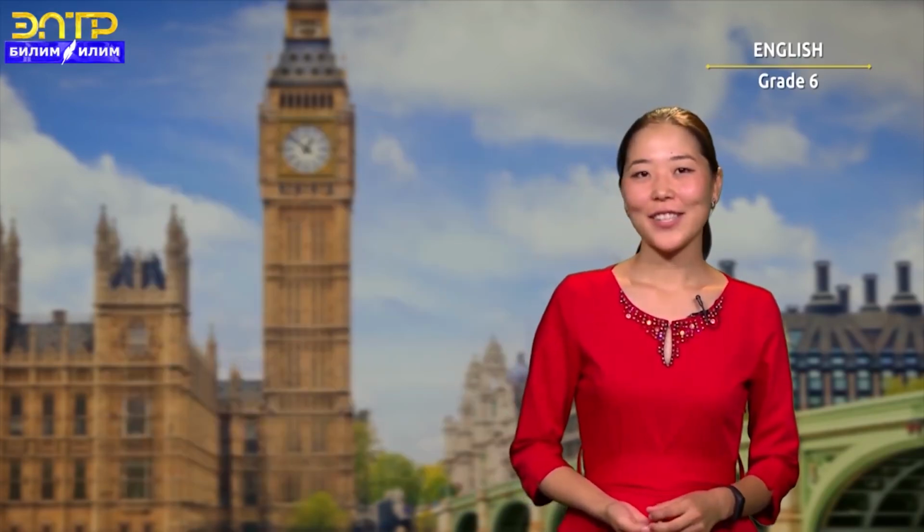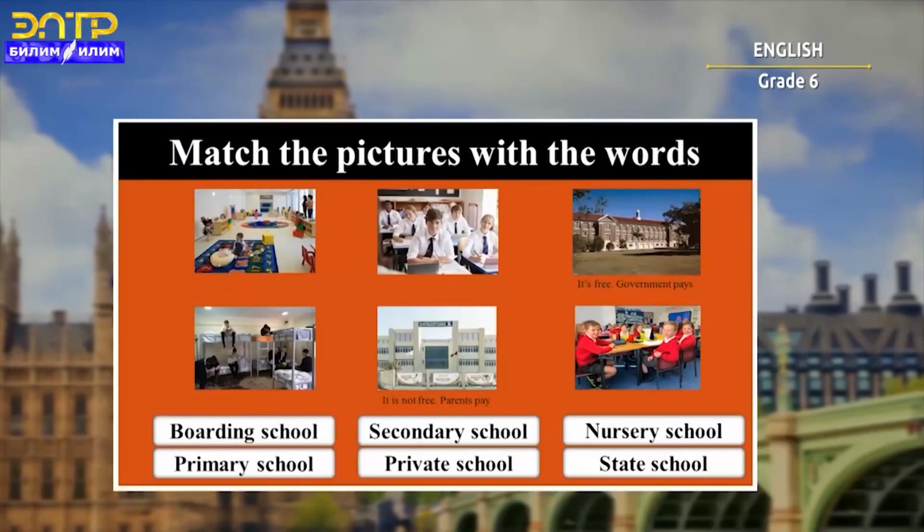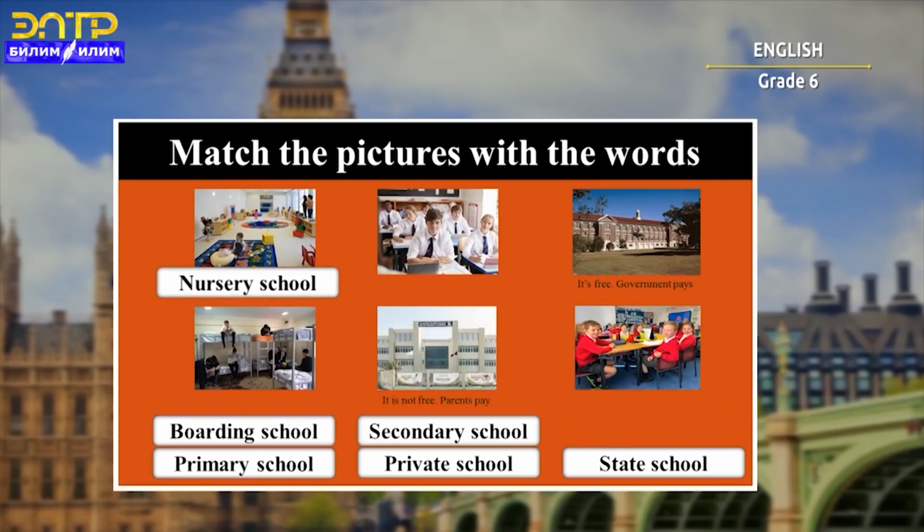Now, let's try to remember the words better. Your task is to match the pictures with the words. Let's do the first one together. What can you see on the first picture? We can see young children. And where are they? They are at nursery school. Well done, guys. Good job. Now, please try to do the other matching yourselves.